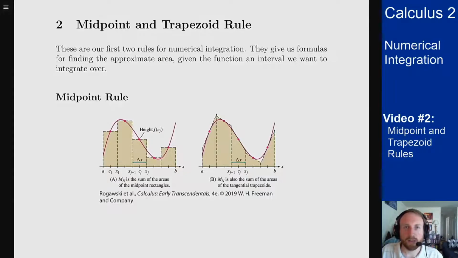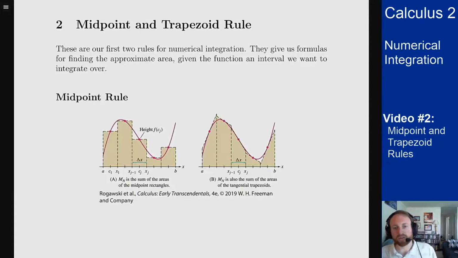In this video, we'll talk about the midpoint and trapezoid rules for finding integrals numerically. So our first two rules that we'll approach are the midpoint rule and the trapezoid rule. Midpoint we've sort of seen before, but trapezoid is going to be a new approach to this. And they are both ways to give us a way to figure out the approximate area under a curve, given that we're doing a definite integral for this problem.